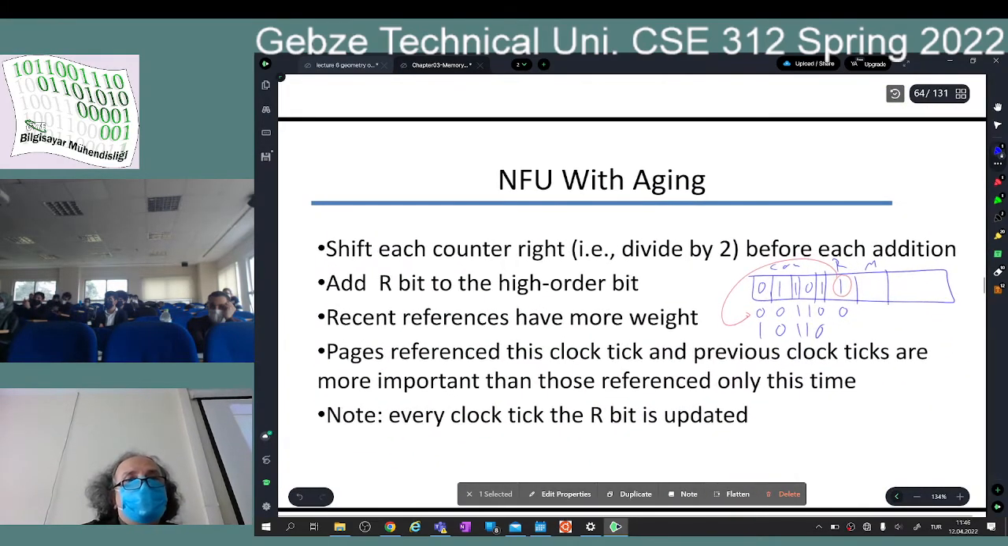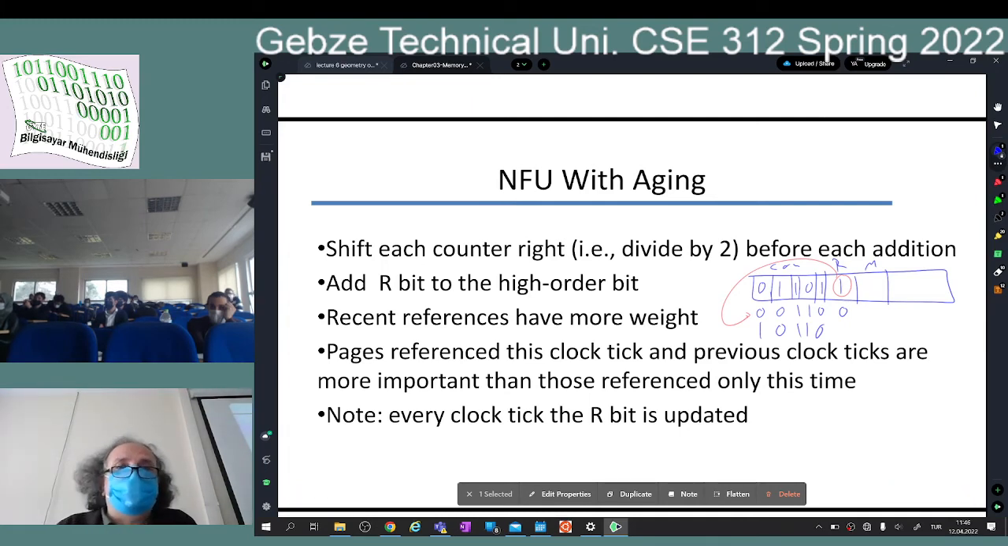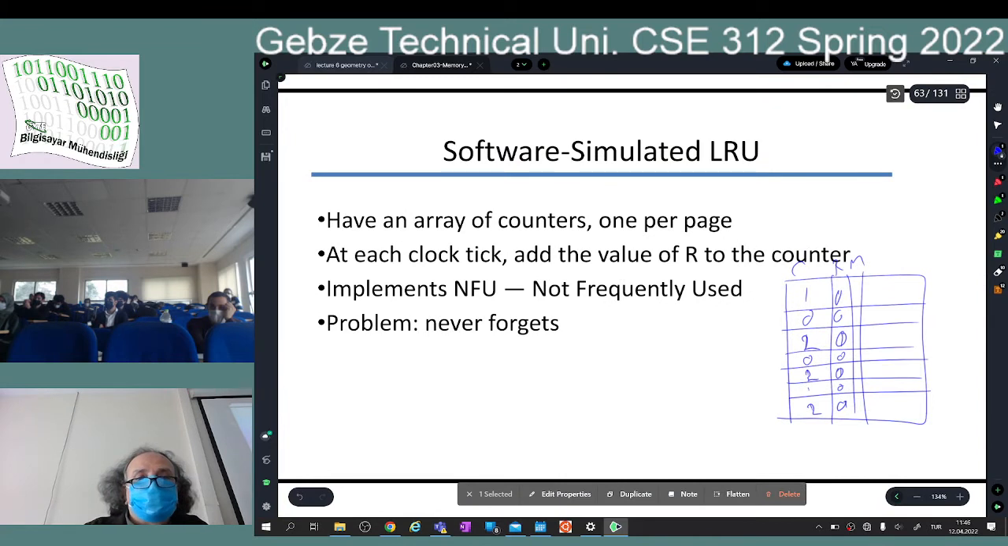You mean the not frequently used? Not frequently used, yes, sorry. Okay. So NFU is this. What is the original NFU?